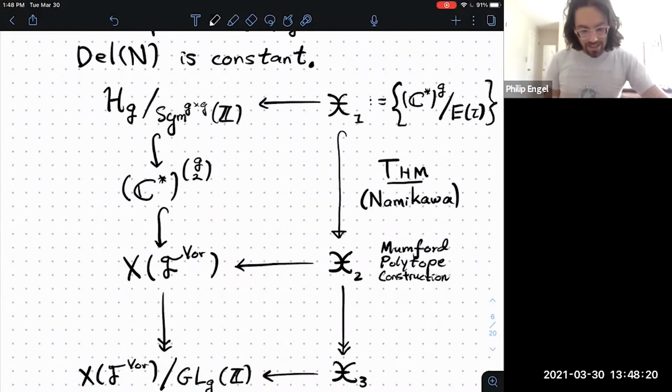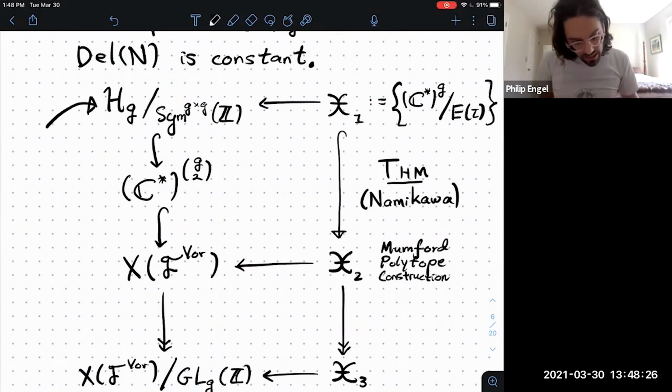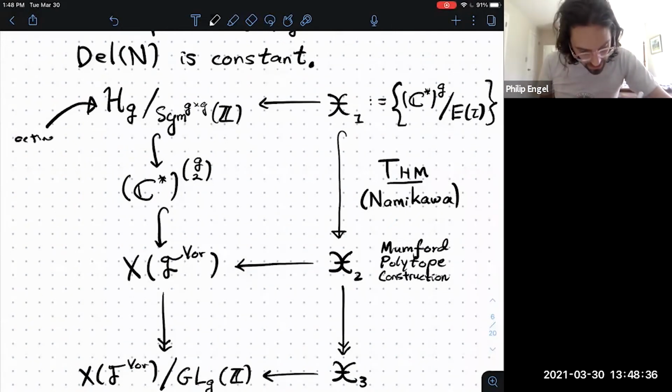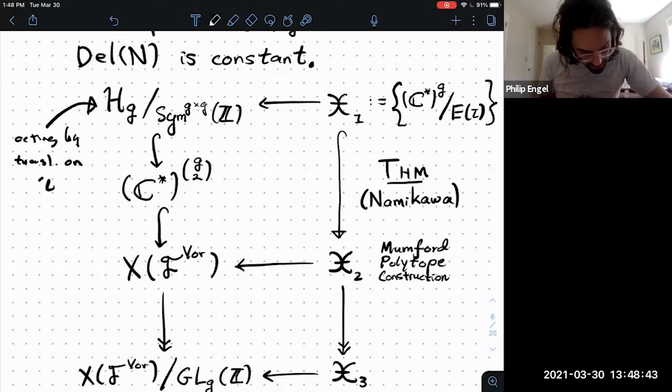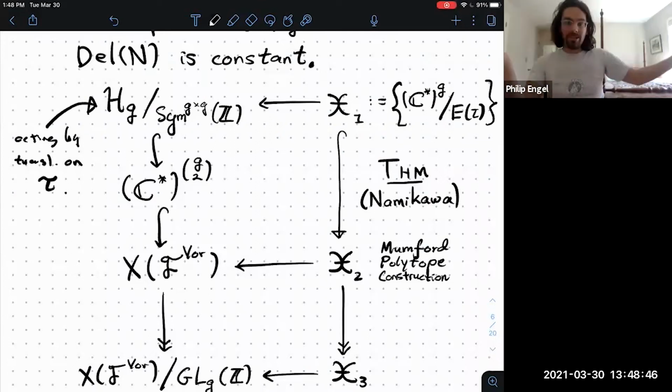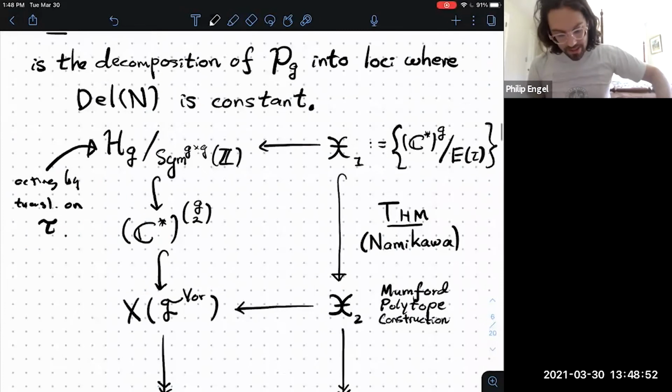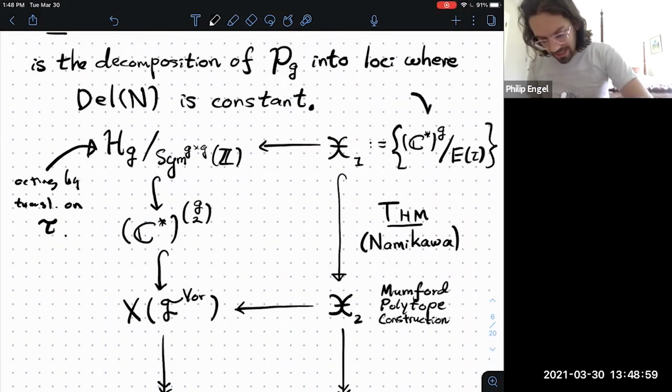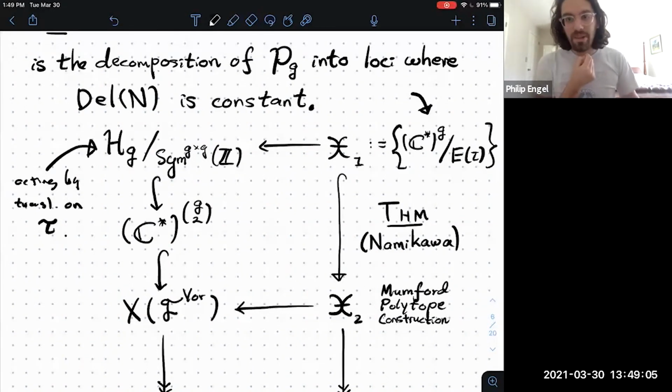Okay, so let me start with the partial quotient of the Siegel upper half space by the g by g integral matrices. These are acting by translation on this period matrix tau. So we saw that to kill that translation, we had to take the coordinate-wise exponential, remember? And so there's a family of principally polarized abelian varieties over this quotient, which is to do this exact construction where we take (C star)^g modulo E of tau, E being the coordinate-wise exponential.